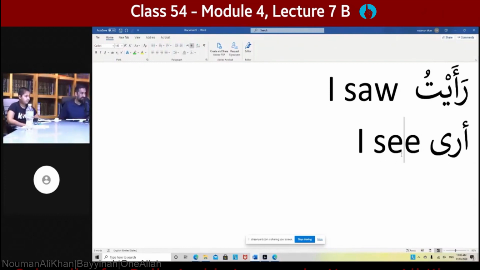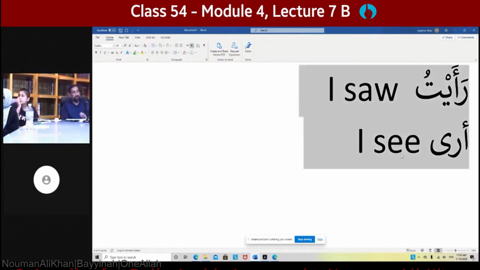Everybody understood that one? Yeah, the translation says that, and that's okay for the translation to say that because English is limited. But I'm highlighting what the Arabic does that you may not be able to see in English.